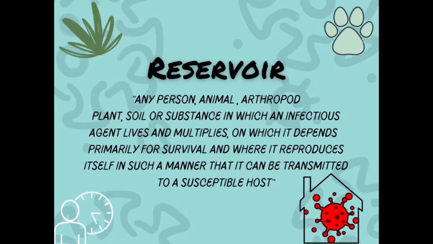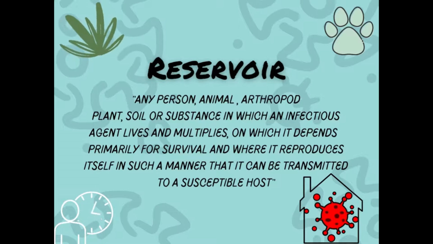Reservoir. What is a reservoir? Reservoir is basically any person, animal, plant, soil, or any substance in which an infectious agent usually lives and multiplies, and it depends primarily on it for survival as well as for its reproduction, in such a manner that it can be transmitted to a susceptible host. So basically, the reservoir is the starting point for occurrence of a communicable disease, and it is the natural habitat in which the organism metabolizes and replicates. There are three types of reservoirs, which can be human, animal, or non-living things.